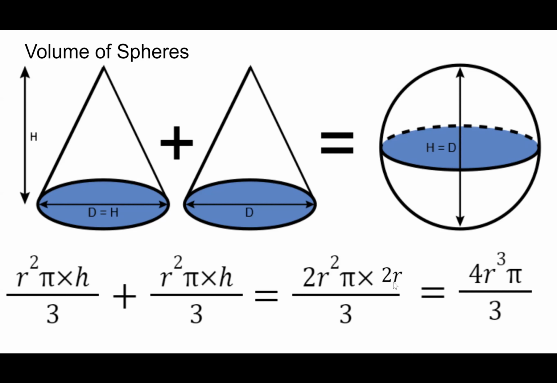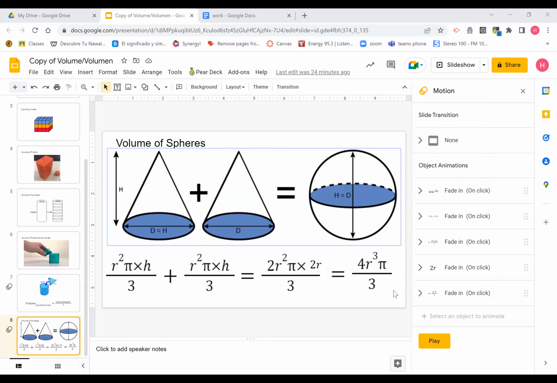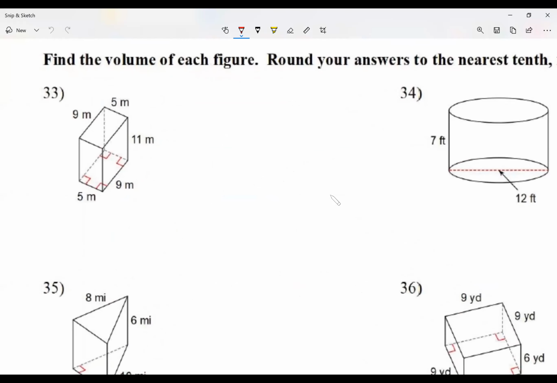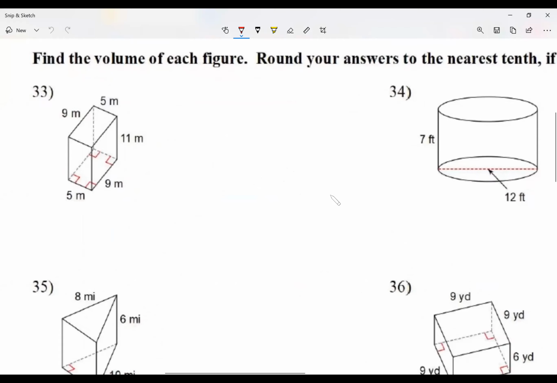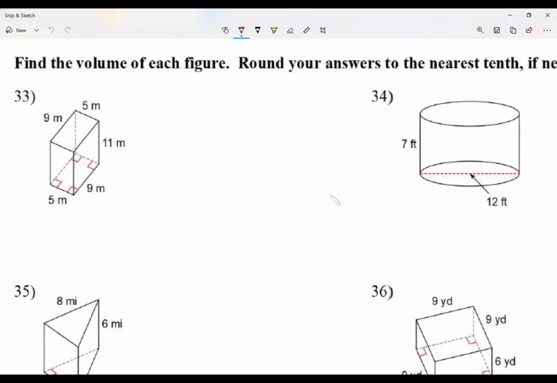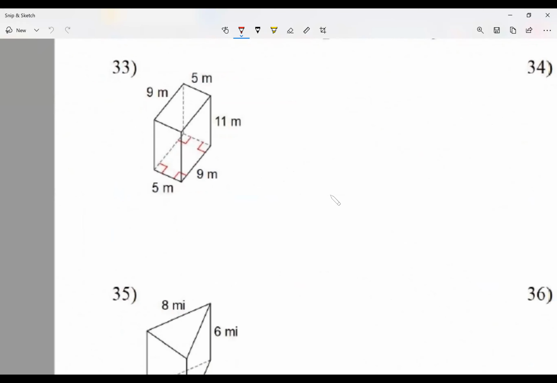So now that I just showed you the formulas, let's take a look at our work. Find the volume of each figure. Round your answers to the nearest tenth if necessary. This looks like a prism, right? Prism because I see the base, top and bottom. I'm going to highlight the base. Even though there's two, one on top and the bottom, I'm just going to highlight one of them.